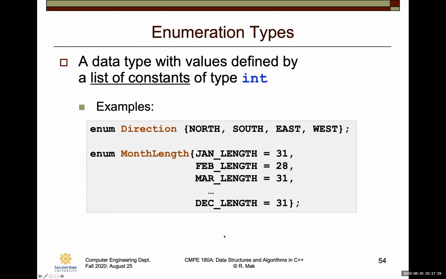It makes your program much easier to read to be using these constants as opposed to the actual numbers like 0, 1, 2, 3. It's much easier to see north, south, east, and west. Okay? And here, we're giving these constants names, and then we're giving the constants values.